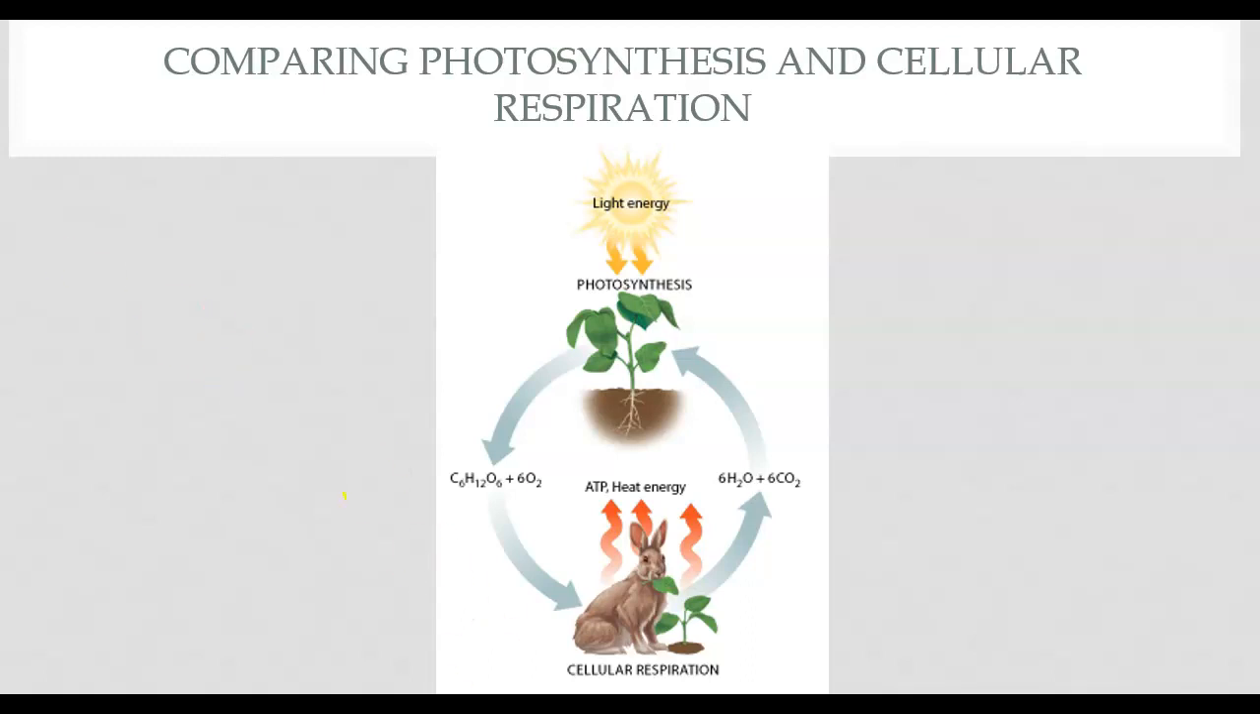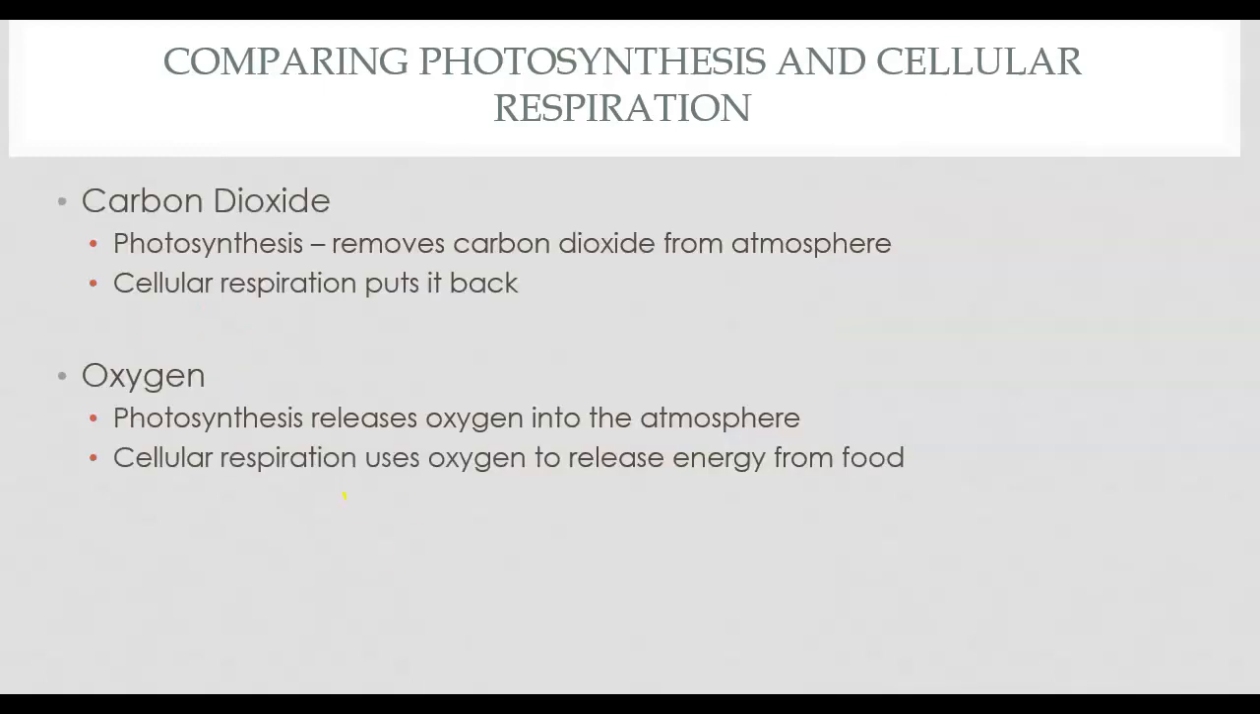So they're going to be opposites of one another. When we look at carbon dioxide and oxygen and what happens with each of these, carbon dioxide will be removed from the atmosphere by photosynthesis, and then cellular respiration will put it back into the atmosphere. With oxygen, photosynthesis releases oxygen into the atmosphere, and then cellular respiration will use oxygen in order to release the energy from food.